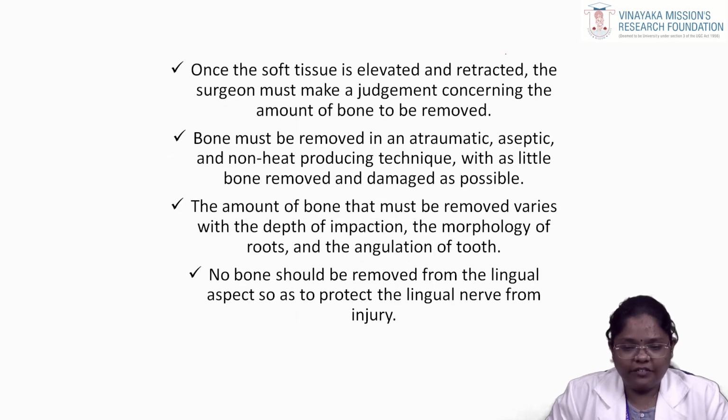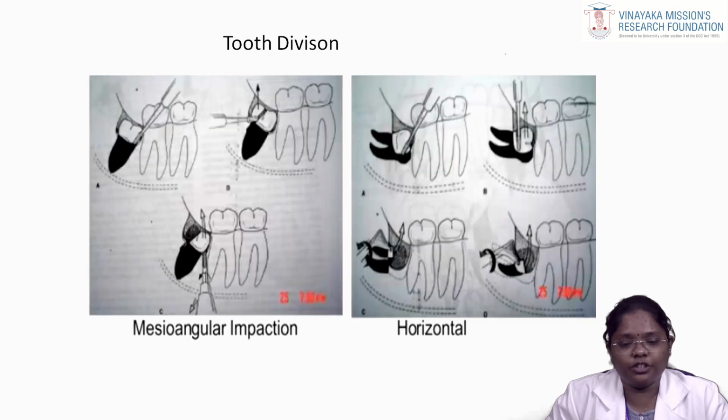Once the soft tissue is elevated and retracted, the surgeon must make a judgment concerning the amount of bone to be removed. Bone must be removed in an atraumatic, aseptic and non-heat producing technique with as little bone removed and damaged as possible. The amount of bone that must be removed varies with the depth of impaction, the morphology of roots and the angulation of tooth. No bone should be removed from the lingual aspect so as to protect the lingual nerve from injury.